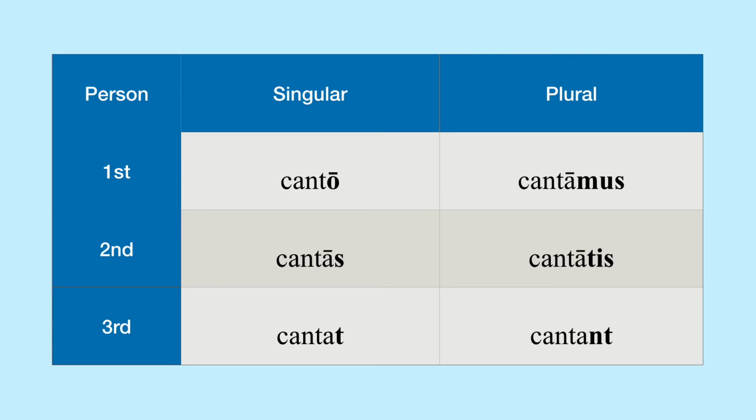Now here you can see that I have just the endings highlighted. O, s, t, mus, tis, nt. I want you to make a special effort to memorize this. As I said, all of the conjugations will use these basic endings. So memorize them now. Of course, also memorize the vowels, but make special effort to get this locked into your head because you'll see it over and over again throughout Latin. This is an important repeating pattern.